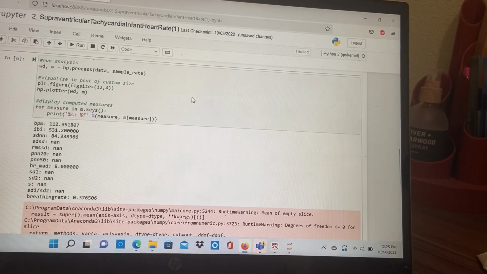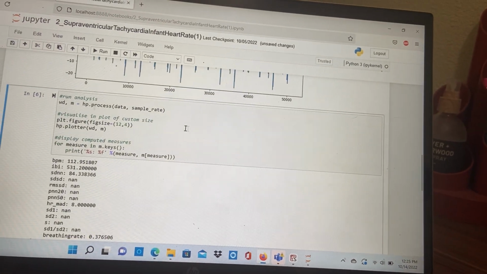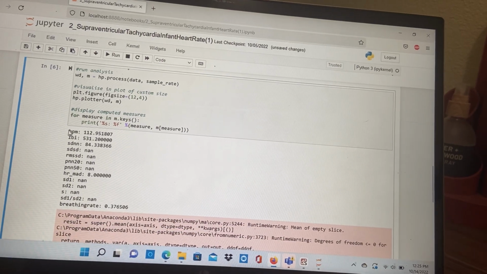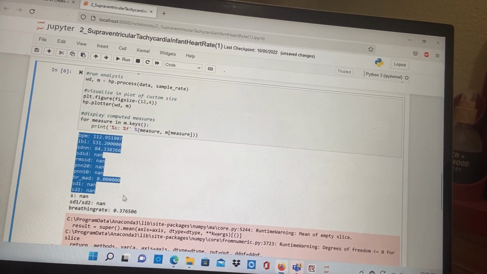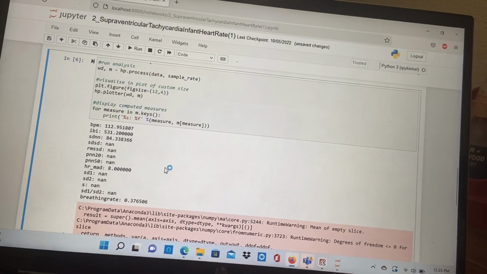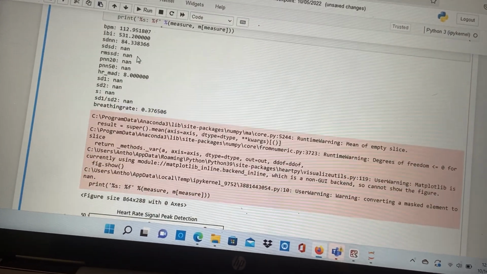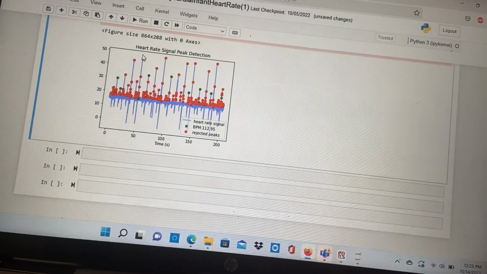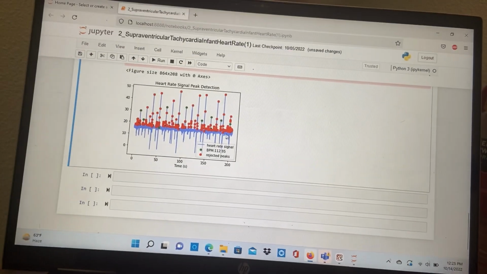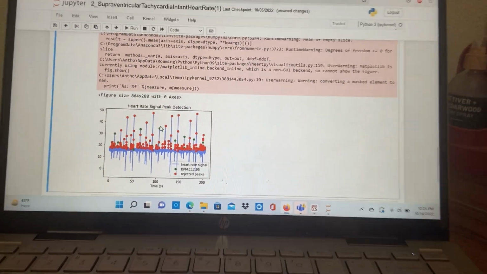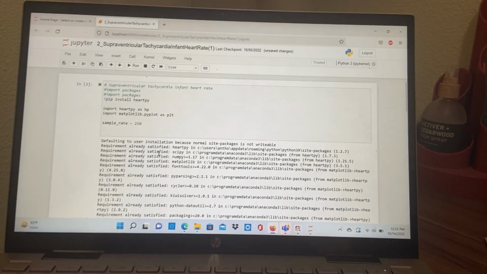Then after that, I have to run another segment to process the data. This is the data medical practitioners normally look for, so they know how to analyze it. My goal was to get to this point. So this is the project. At the end of the day, it gave me this heart rate signal peak detection, and I was able to get this curve. This is what this project is about.